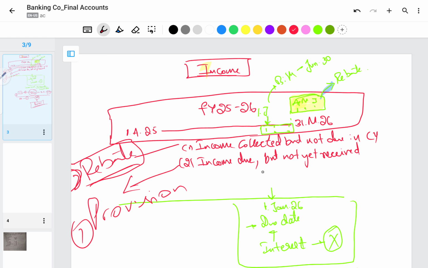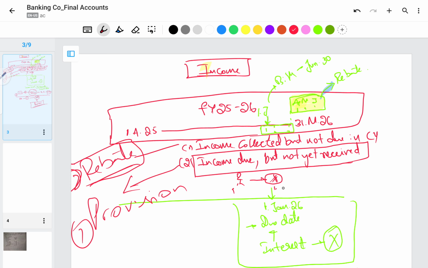Then income due but not yet received. This is the scenario we are discussing in this video. Now, income due but not yet received. Here, let's assume the customer defaulted the payment on the due date. Then how to consider? Let's say he took a personal loan.